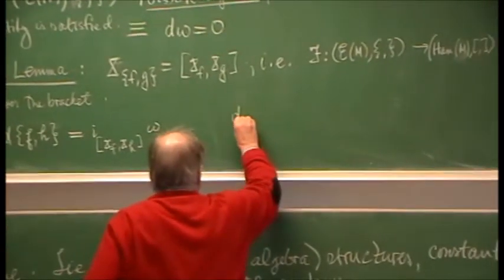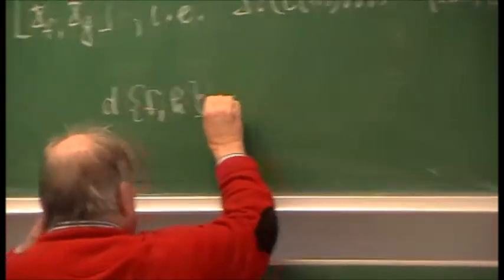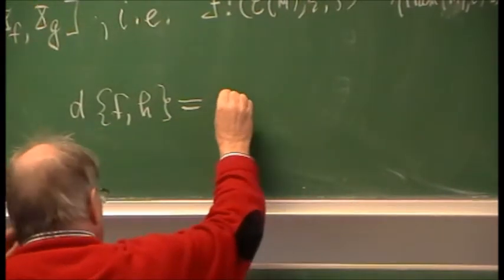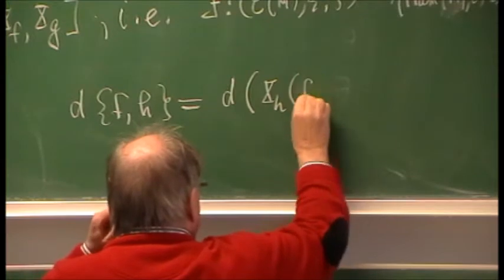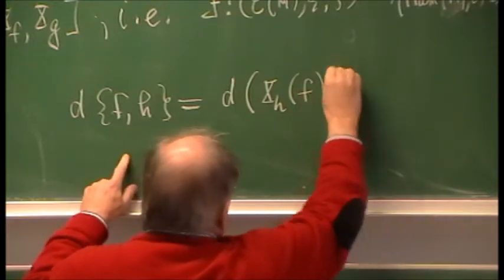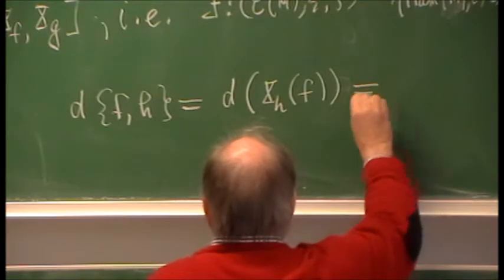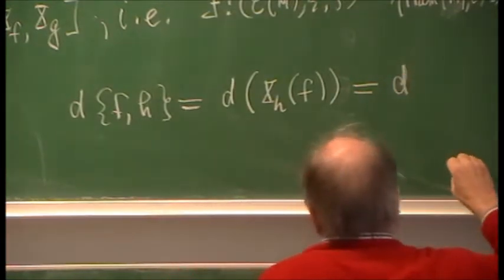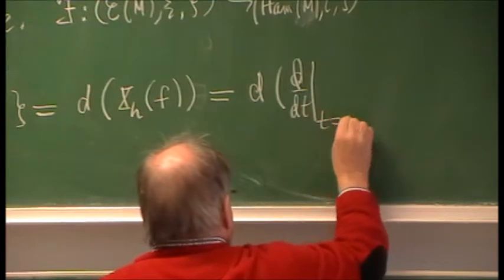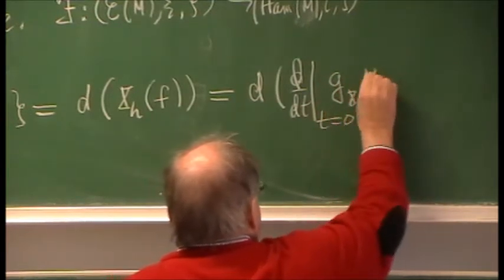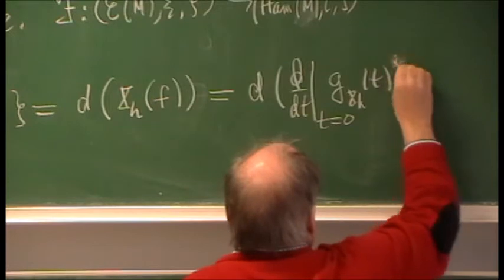Okay. D of f h equals d of x h of f, okay, equals d of d/dt of g x h of t, okay, of f, okay, f pulled back.